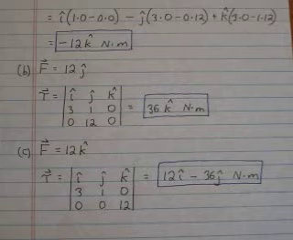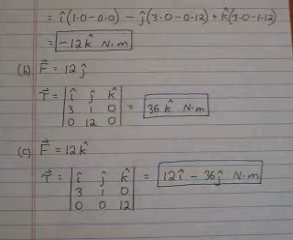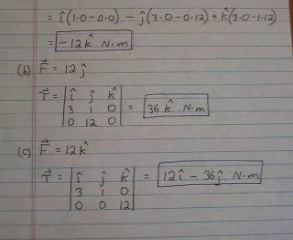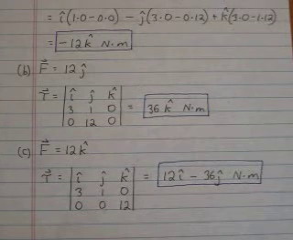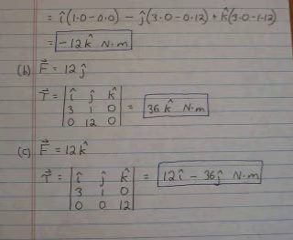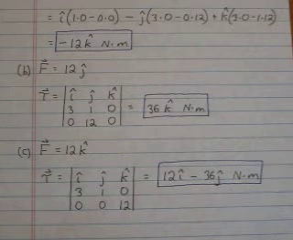Part C, we have force in the k hat direction, so force is 0, 0, 12. You solve that determinant, and you should get 12 i hat minus 36 j hat newton meters.